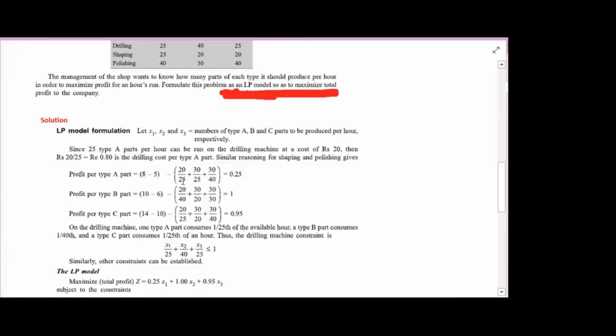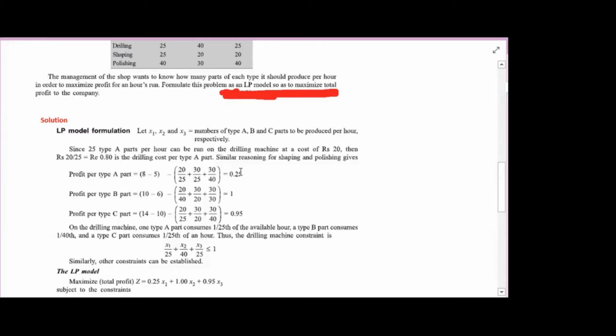It is the total cost of what? Machining. This is the cost of drilling, this is the cost of shaping, this is the cost of polishing. So for calculating total profit from A, it will be equal to selling price minus the cost of casting and minus the cost of machining, and this comes to be 0.25. 0.25 is the profit, net profit produced from part A, right?